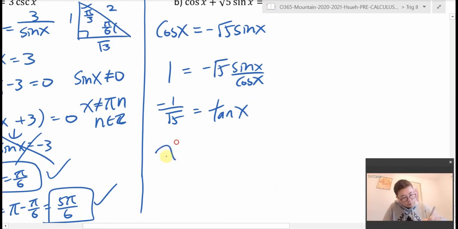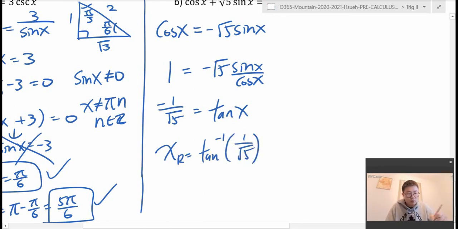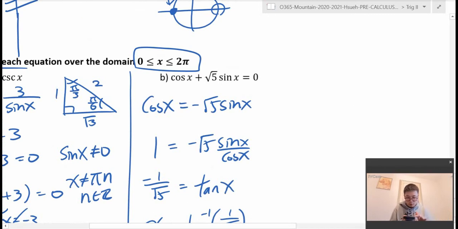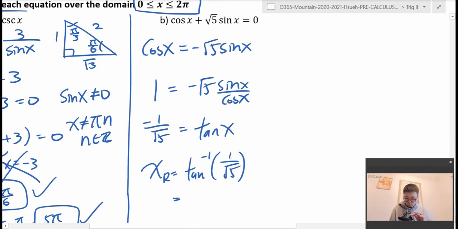So to solve for x, again, we need to find the reference angle. This is not a special triangle, so you need to use a calculator. So let's pull it out. Make sure it's in radian mode, because the question is in radians, between 0 and 2 pi. So here we go, radian mode. Okay, so 1 divided by root 5.